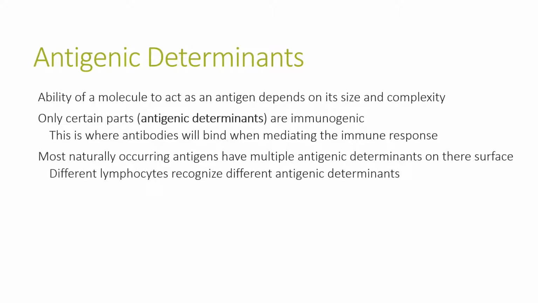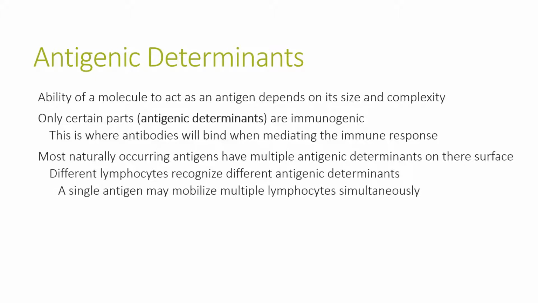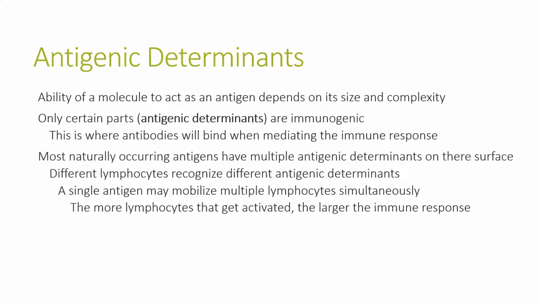Different lymphocytes will recognize different antigenic determinants. Different lymphocytes will use different antibodies as part of the immune response, each of which will only recognize specific antigenic determinants. A single antigen, like a bacterial cell for example, can mobilize multiple lymphocytes simultaneously because each lymphocyte might respond to a different antigenic determinant on that antigen. The more lymphocytes that get activated, the larger the immune response.